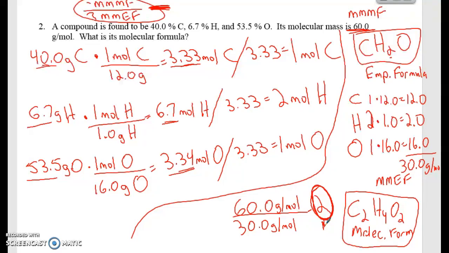So that's how you do empirical and molecular formulas. Most of the work in an empirical or molecular formula problem is figuring out the empirical formula. Then you get the molar mass of the empirical formula, and you divide the molar mass of the molecular formula, which I have to give you in the problem, by the molar mass of the empirical formula, which is what you just calculated, and see what the ratio is.